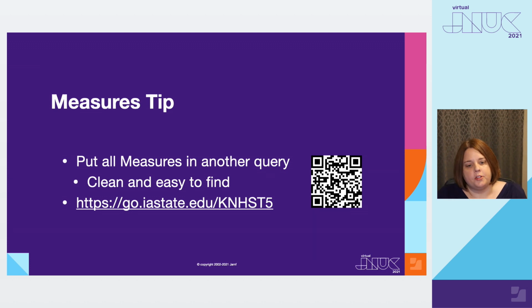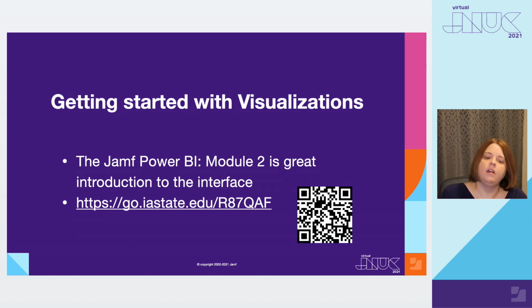Some tips about measures. I found this out recently myself, actually. You can create all your measures inside another query. So you can have computers, computer applications, computer device groups, and then you can also make your own custom one. So in my examples, I made one called Jamf Measures, and this is where I put all my measures. That way they're not getting all confused everywhere. There's a link below that describes how to make your own table or query to put all those in. I highly suggest doing that. It makes life so much easier.